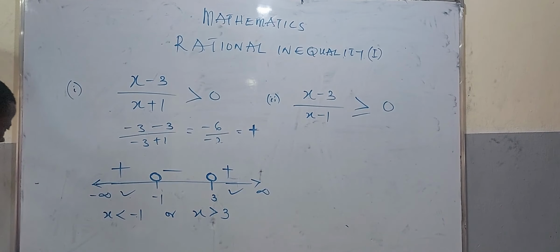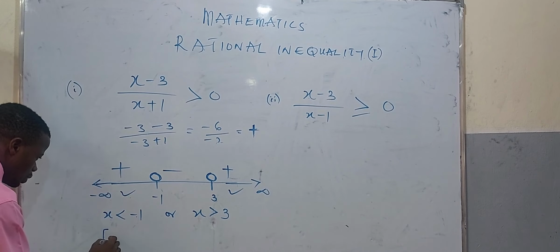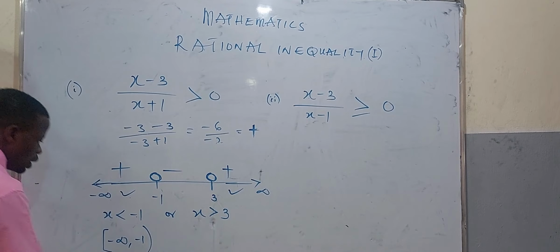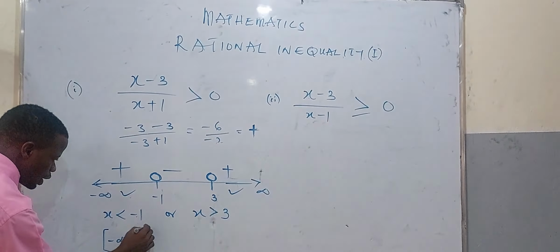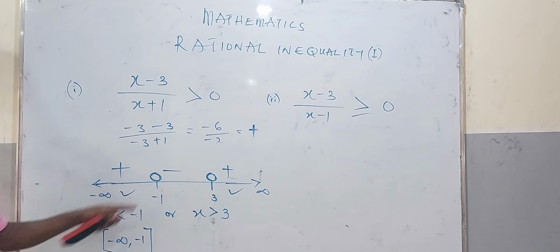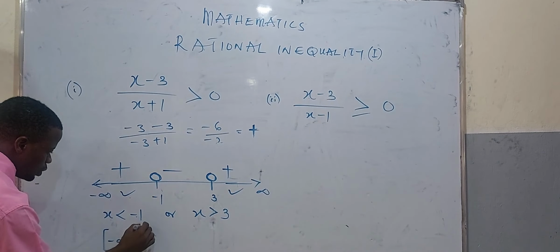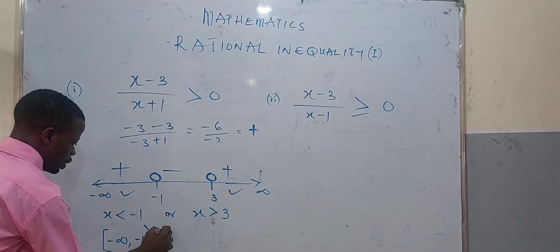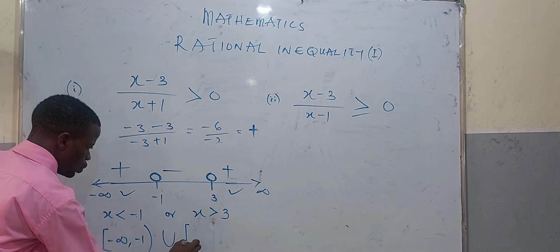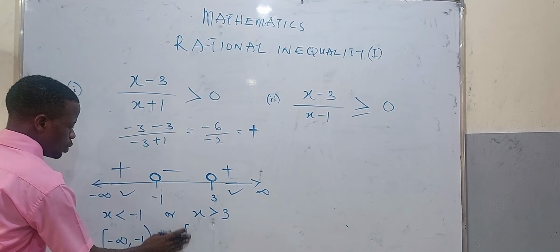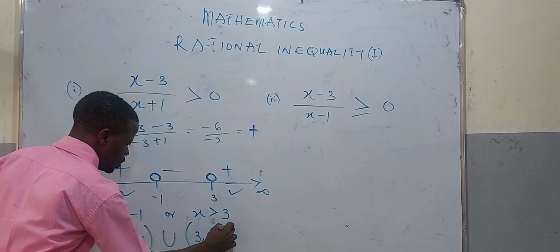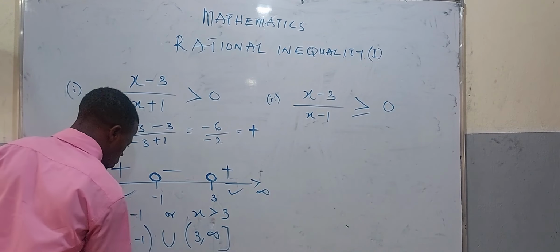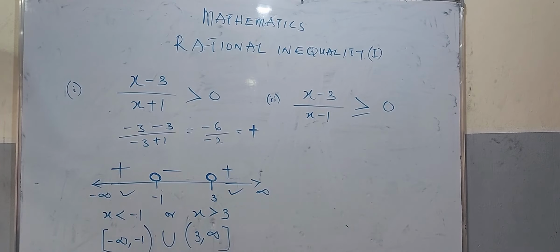Or by interval, I can write that I have minus infinity, then comma minus 1. Minus 1 is not inclusive. If minus 1 is inclusive, I will use this kind of brackets. It is not inclusive, you should know that now. So I have this parenthesis. The union of this is 3, inclusive? It is not. So we have 3, comma, infinity. You get that? So this is what we have as an answer to this question.